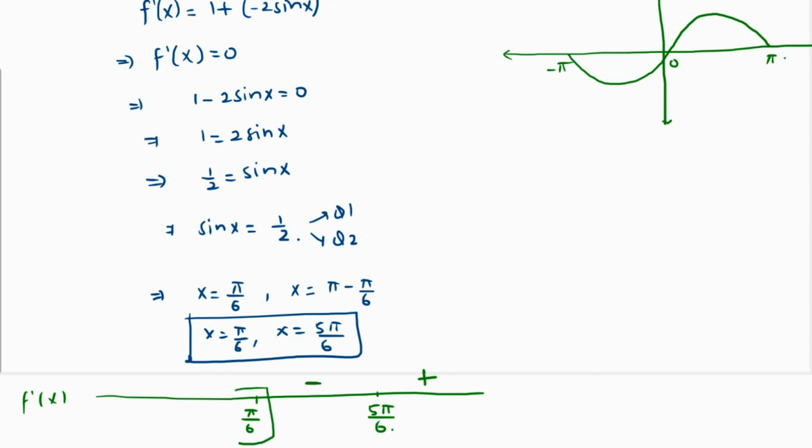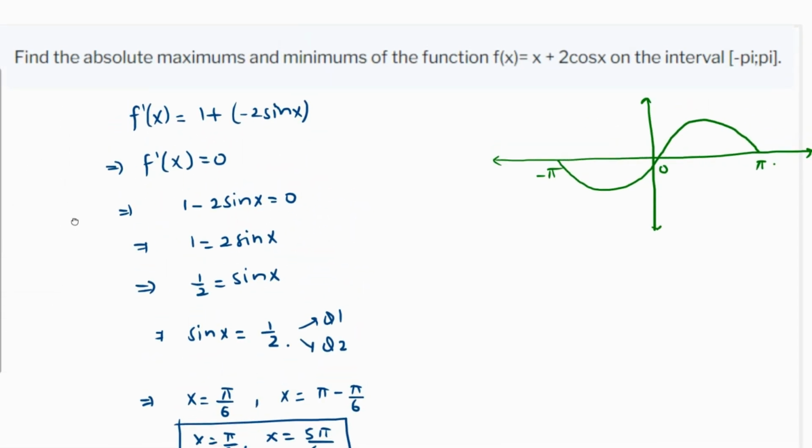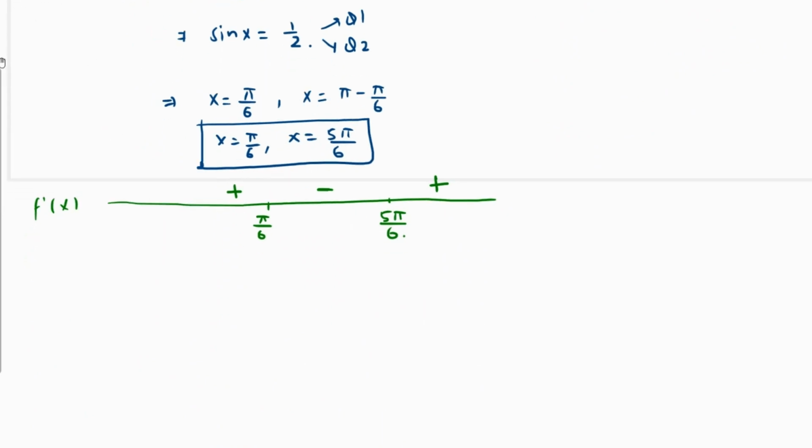And any number less than pi over 6, let's say 0, so sine 0 is 0, and 1 minus 0 is 1, which is positive. So this is also positive over here. So since this is how the curve is changing, this point will have a local maxima and this point will have a local minima, because the derivative is changing the sign from positive to negative here and negative to positive here. So here we have a maxima and here we have a minima.